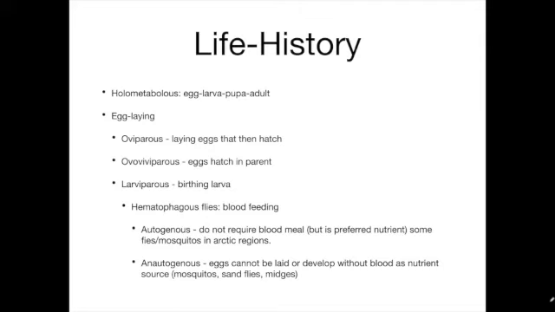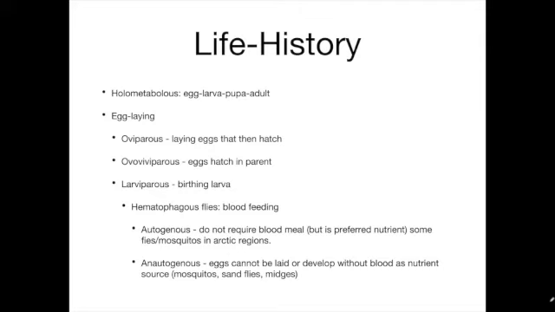Hematophagous flies are blood feeding, and most of the sand flies, of course, are blood feeders. When we have flies that are blood feeders, some insects are what we call autogenous and others are anautogenous. In autogenous organisms, these insects don't require a blood meal for survival or egg development, but usually their life cycles are very short. Think mosquitoes in Alaska sort of thing.